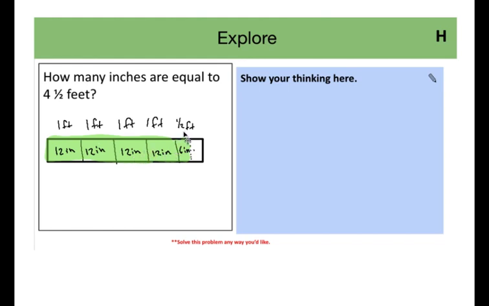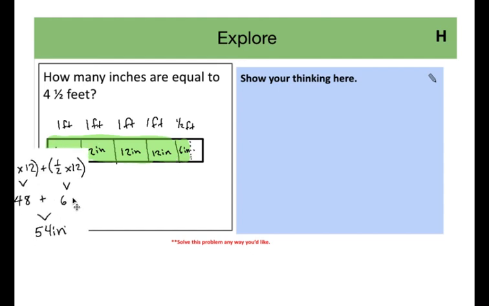And then because I have half a foot, I know that it's not going to be 12 inches. It'll be also half. So that'll be 6 inches. So I know that I'm going to have 12 and 12 is 24, plus another 24 gives me 48, plus another 6 gives me 54 inches.